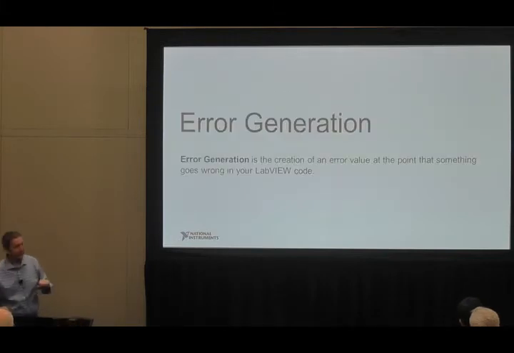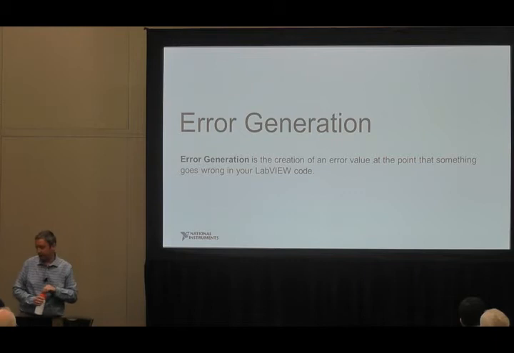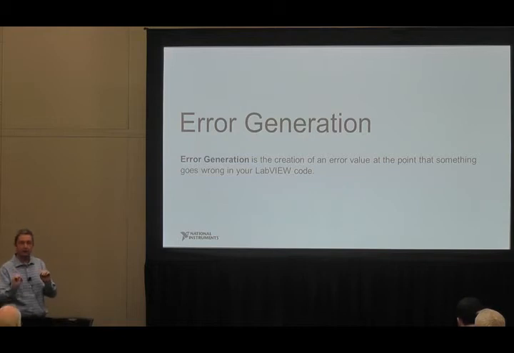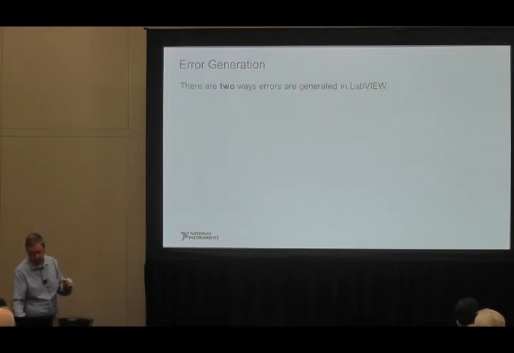All right, so the meat of this presentation, error generation and error propagation. First, we're going to talk about error generation. This is when a block diagram generates an error cluster value that has a Boolean of true on its status. So we have generated an error. Something has gone wrong at a specific point in a block diagram.